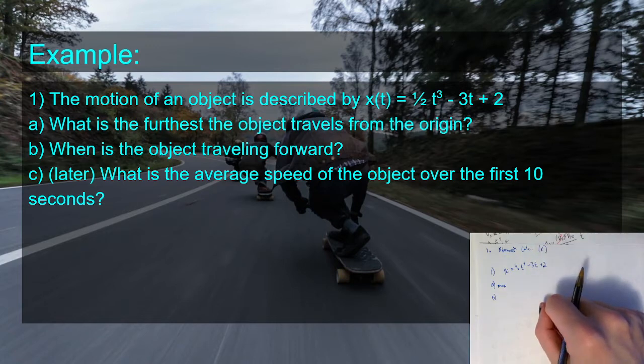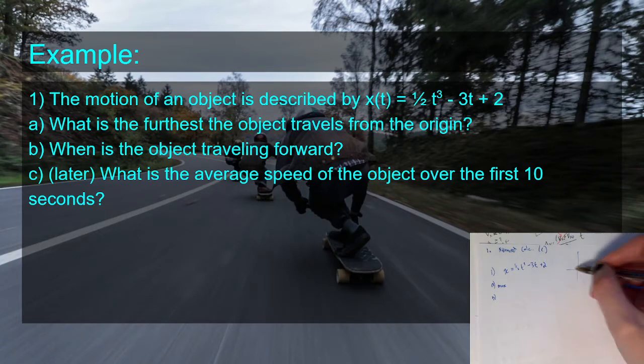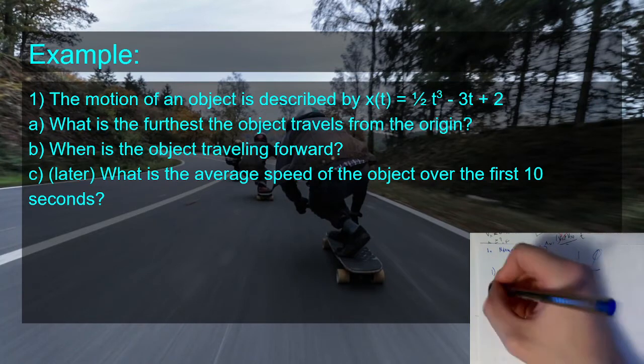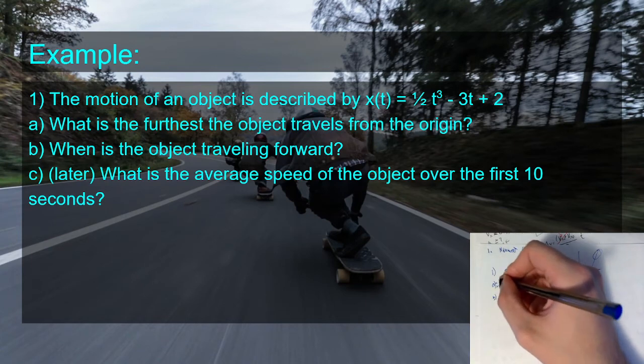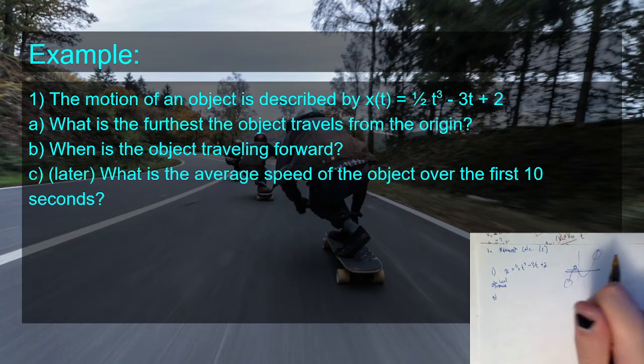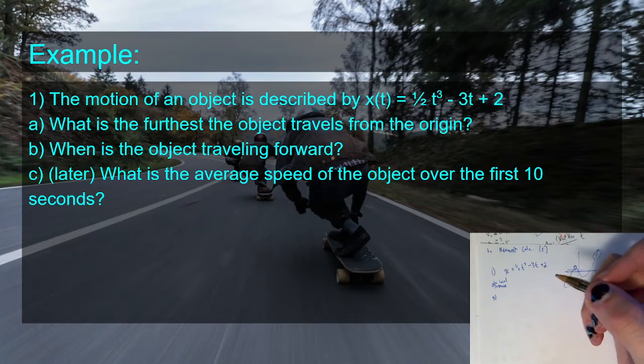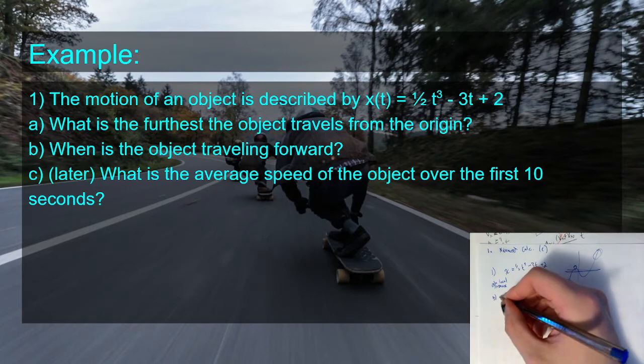So the problem that I'm going to run into is that this function is going to be a t to the third function, so it'll look something vaguely like this. There will be no upper limit and there'll be no lower limit to the function. We should be able to find a local maximum though. So let's just find a local maximum instead. And then for B, when is the object traveling forward?